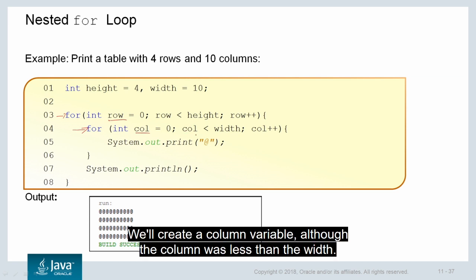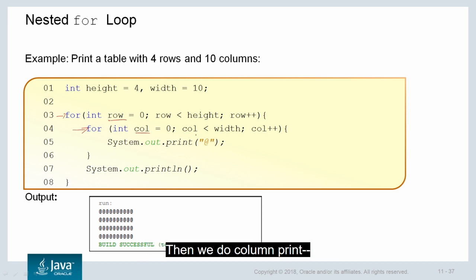We'll create a column variable, as long as the column is less than the width, column plus plus. Then we have our print statement. It's just printing a single at character.